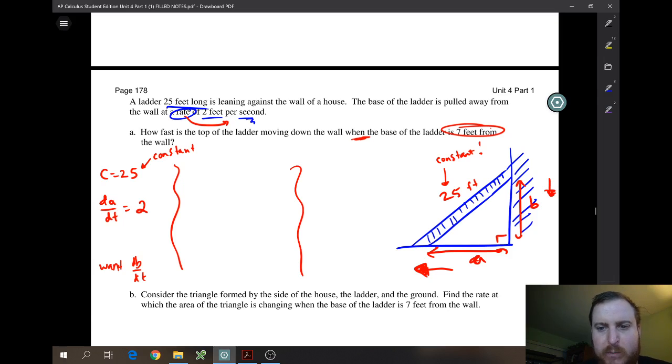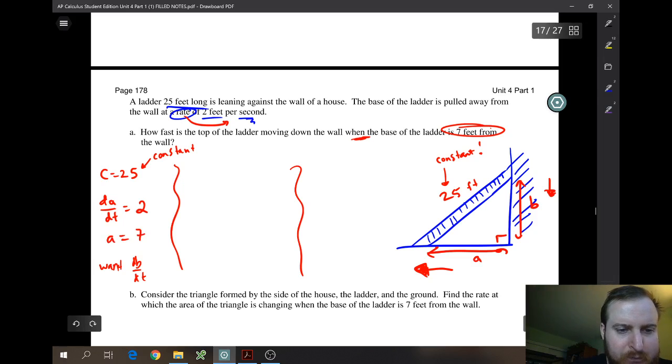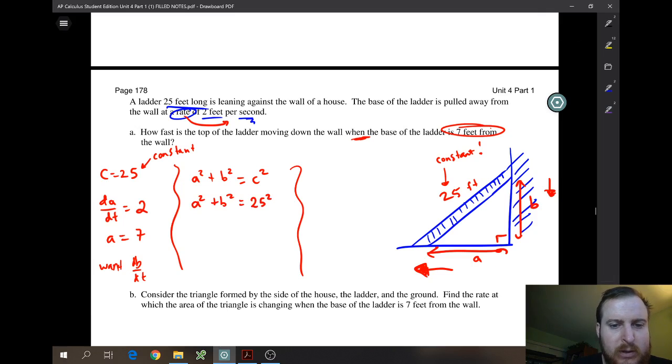Now, is that A or is that B? Well, let's look at our picture. In my picture, that's A. The base of my picture is A. So we also know that A is equal to 7. So what's our formula that has A, B, and C for right triangles? That's A squared plus B squared equals C squared. Now remember, we can always plug in just the constants. So we're going to say A squared plus B squared equals 25 squared. That's something that we're allowed to do. So that's going to give us A squared plus B squared equals, I believe it's 625, when we plug that in.